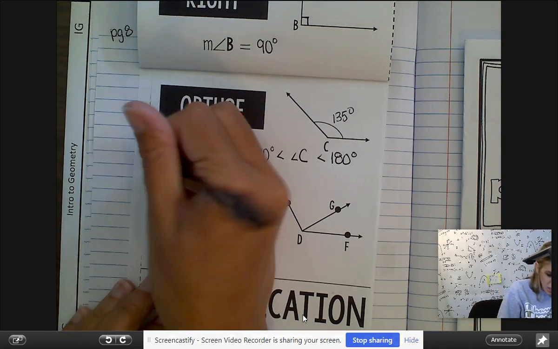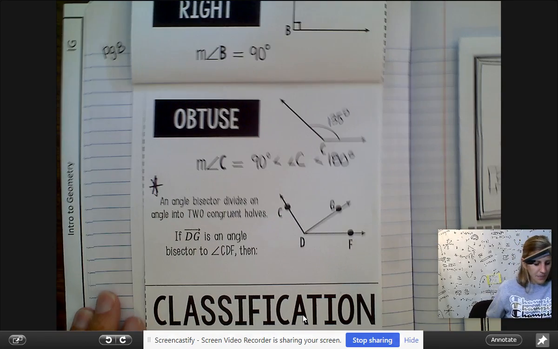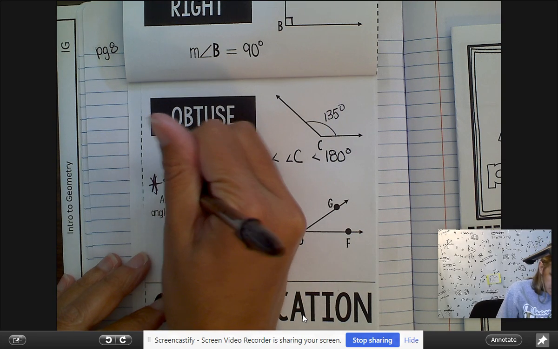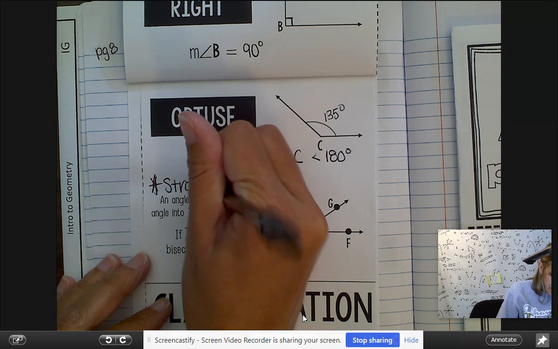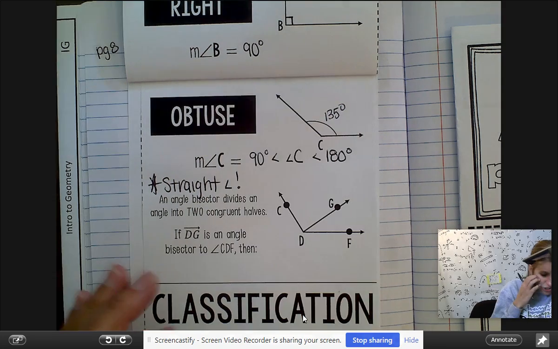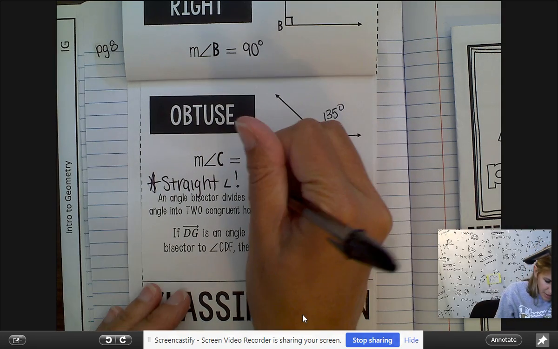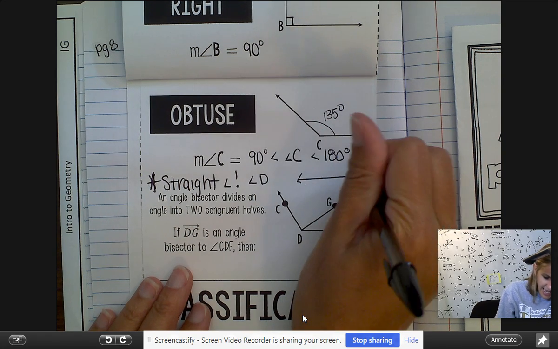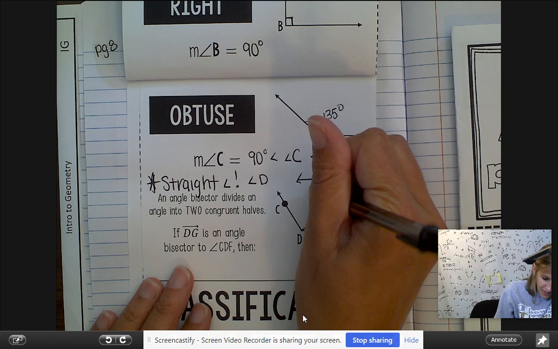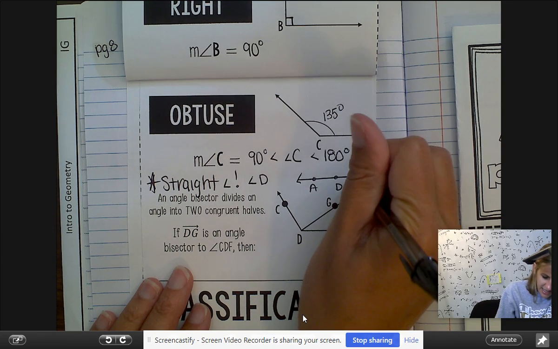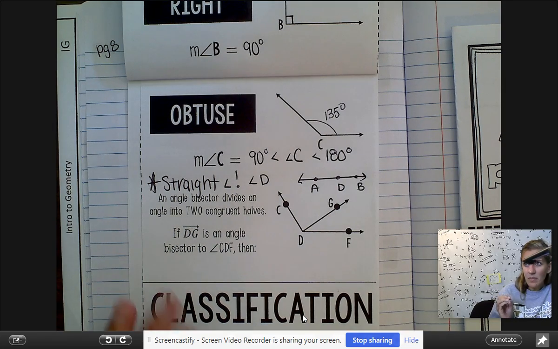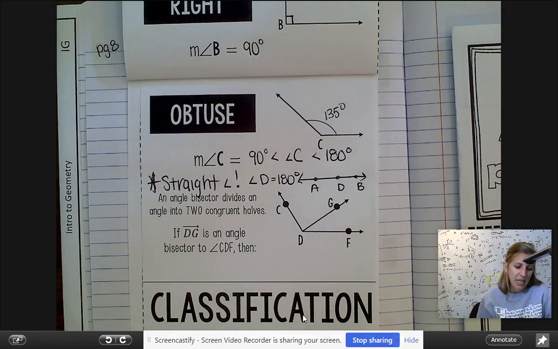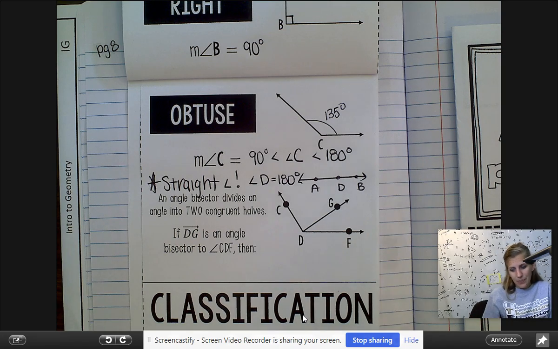Now, big old note, I forgot to put one in here. This one needs reworking, this little foldy guy. A straight angle. A straight angle, maybe we call it angle D, would look like this. A, D, B like that. And a straight angle always measures exactly 180 degrees. So that's kind of important to know.